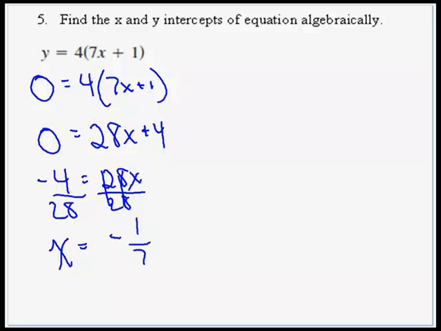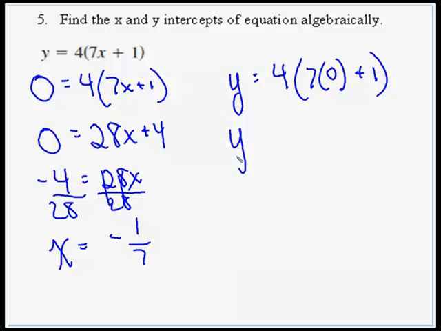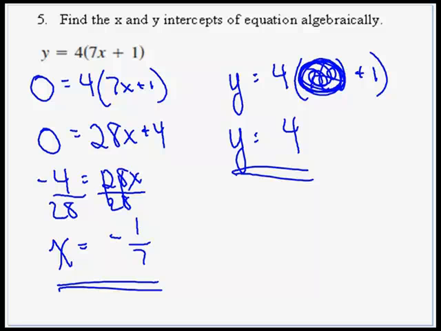And then to solve for the y coordinate, we set x to 0. So y is equal to 4 times 7 times 0 plus 1, that quantity. So y equals 7 times 0 is 0. So left in the parentheses is a plus 1. 4 times 1 is 4. Y-intercept of 4.